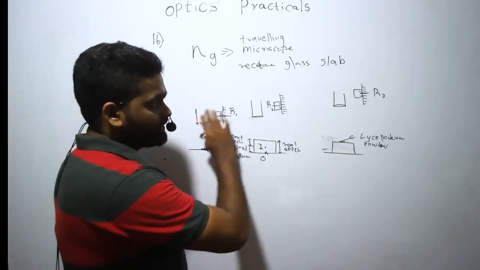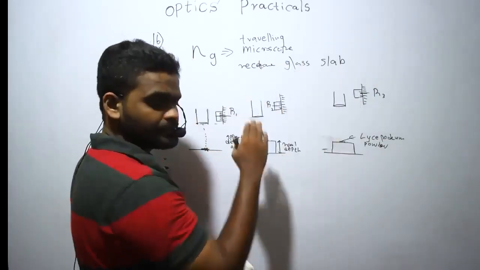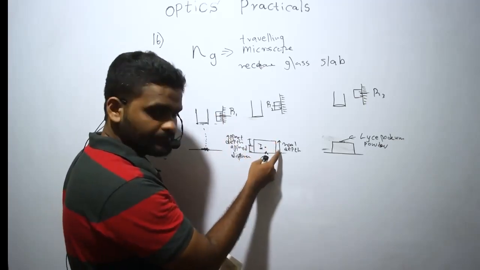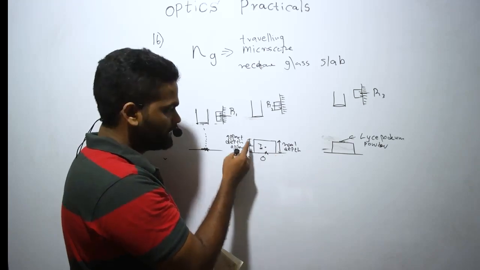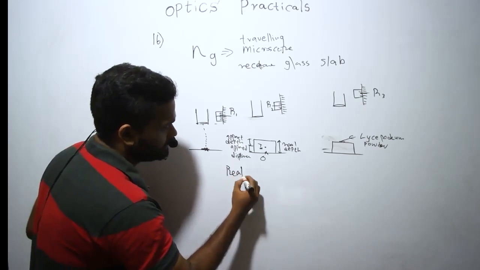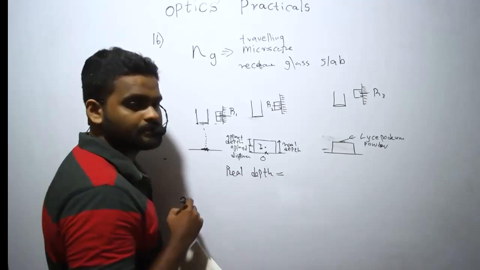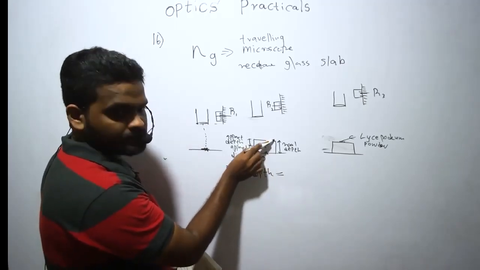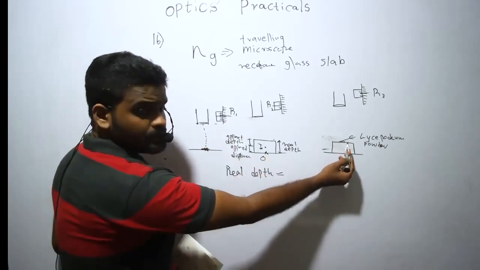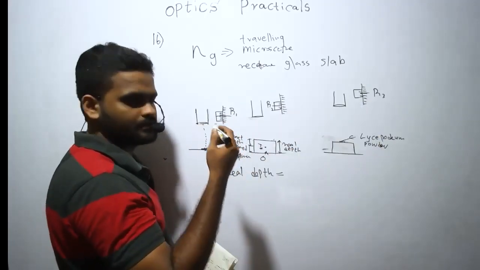Okay, now we have 3 readings, right? So from these readings you can find the refractive index. The goal here is to get the real depth, which is the thickness of the glass slab, and the apparent depth. As I'm writing, take notes. This much is the real depth. Here it is focused to R1. Here it is focused to the top of the glass slab. So R3 minus R1 should be the real depth, right?